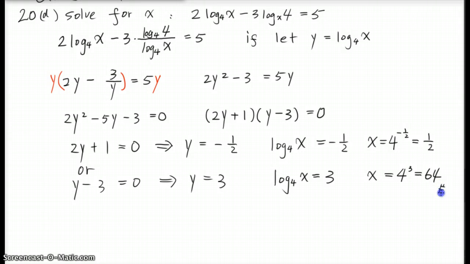Okay, so technically you should check your answer. So plug in the x back to the original function. Looks like they're fine. x is positive and they should be fine. So that's the solution. Done.